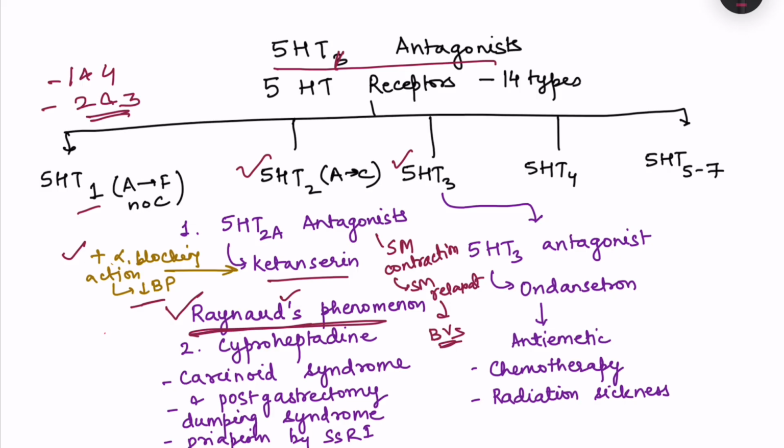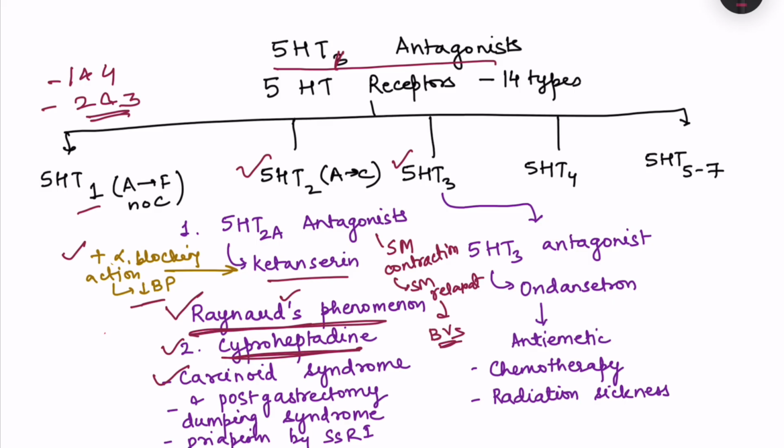Then the second drug is cyproheptadine. If you remember this drug, we also dealt with it in first generation antihistaminics. This cyproheptadine has 5-HT2 antagonist activity as well. So it is both a histamine H1 receptor antagonist and a 5-HT2 antagonist. And this is used in carcinoid syndrome.